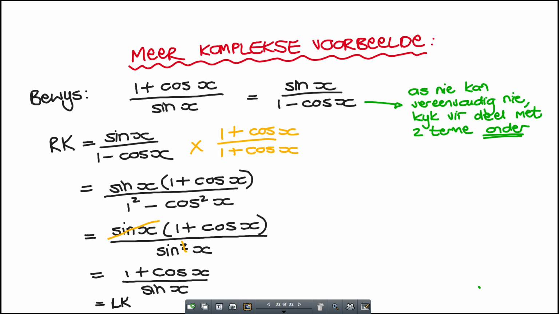It can't be on the linkerkant op. So basically just what we look for, if we can't simplify, we look for the one that has got 2 terms at the bottom. Because then I can go and get difference in 2 squares. So I multiply it with that same bracket, but just the other sign.